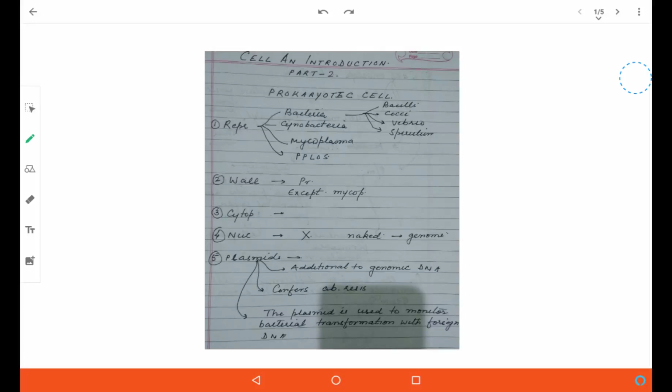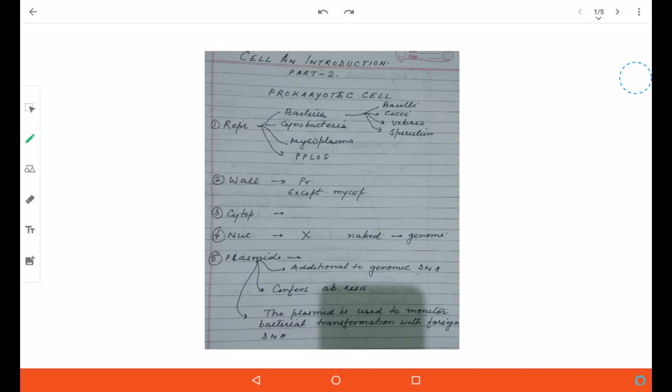Today I am taking prokaryotic cell. The prokaryotes are represented by bacteria, cyanobacteria, which you also call blue-green algae, the mycoplasmas, and the pleuropneumonia-like organisms, which are also called PPLOs. Most people consider mycoplasma and PPLOs as one and the same thing.